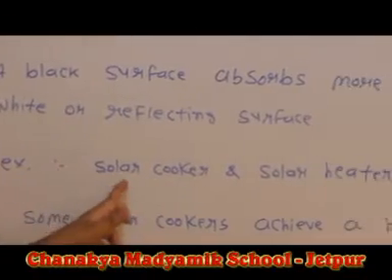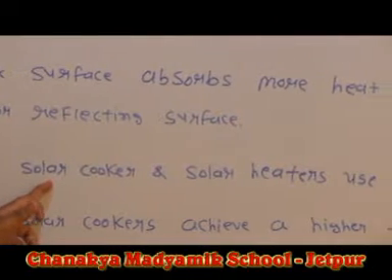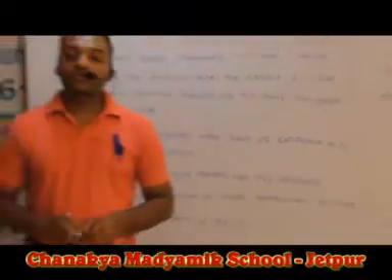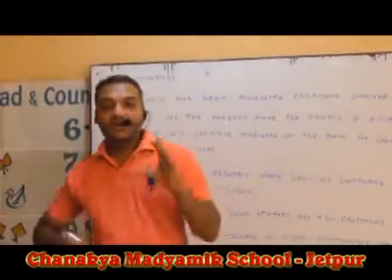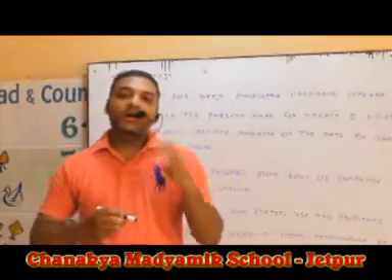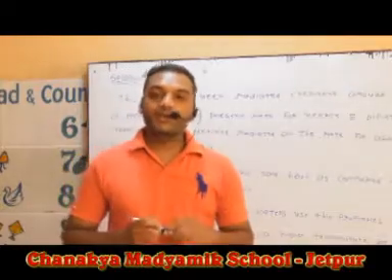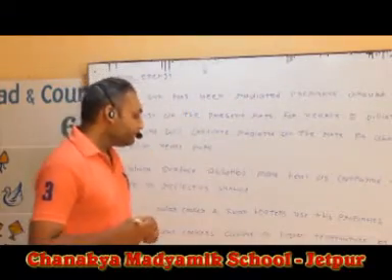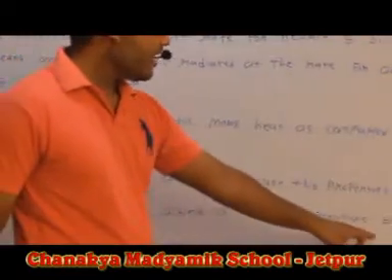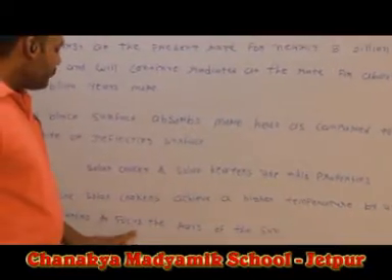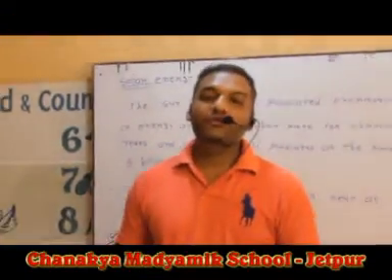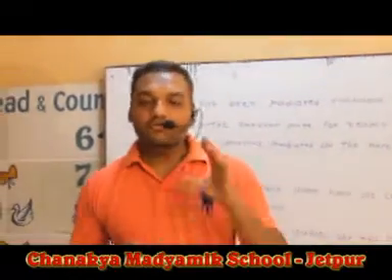Solar cooker: you have also heard this name. Solar cookers and solar heaters use these properties. When we put some crops in a solar cooker, it absorbs a high amount of energy from the sunlight and it cooks. Some solar cookers achieve a higher temperature by using a mirror to focus the rays of the sun. Some mirrors are useful in the solar panel or otherwise in the solar cooker.